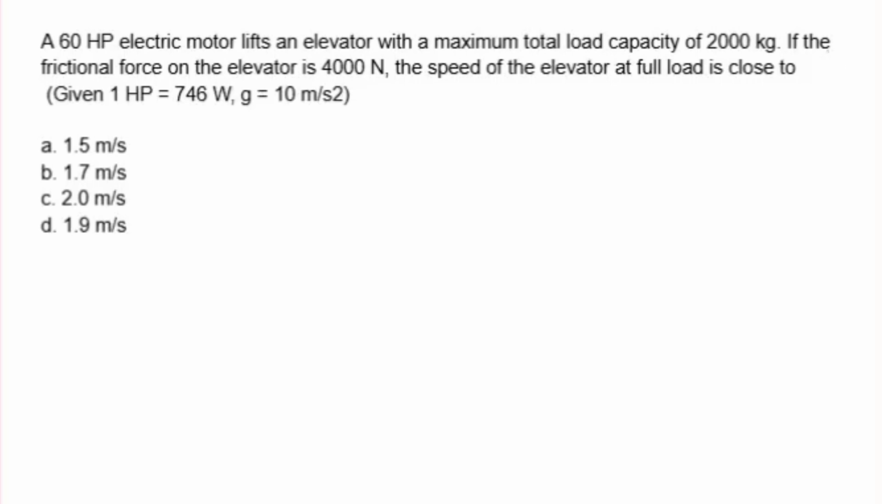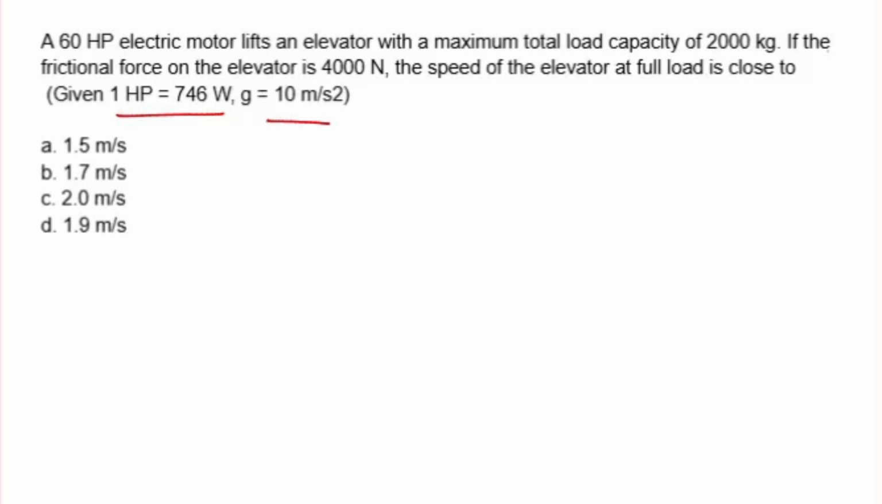It says a 60 horsepower electric motor lifts an elevator with a maximum total load capacity of 2,000 kilograms. If the frictional force on the elevator is 4,000 newtons, the speed of the elevator at full load is close to what? Instantly I notice they give us that 1 horsepower is equal to 746 watts, and our gravity on Earth is basically 10 meters per second squared. So let's get to solving it.